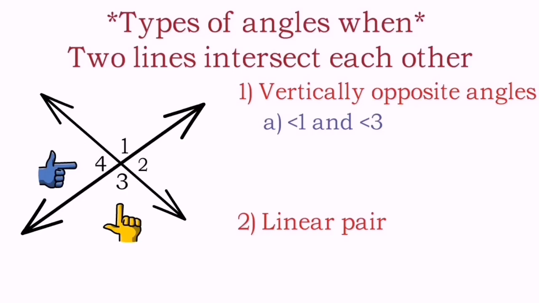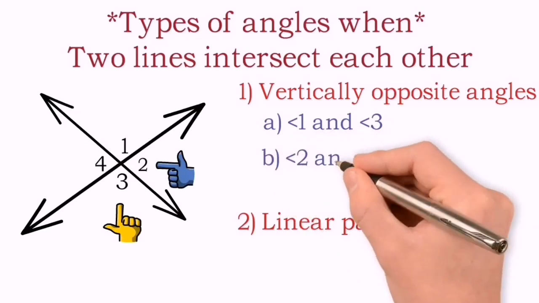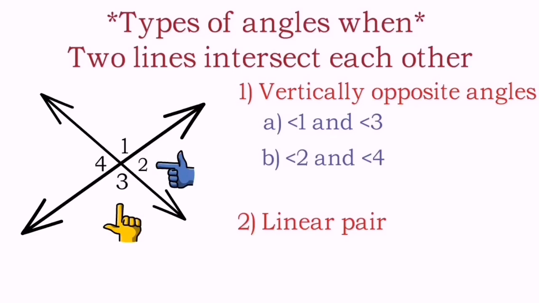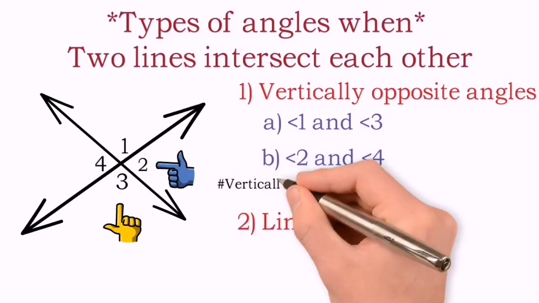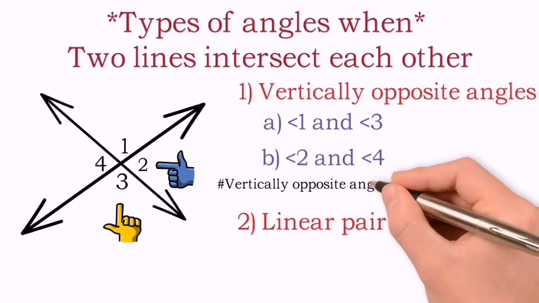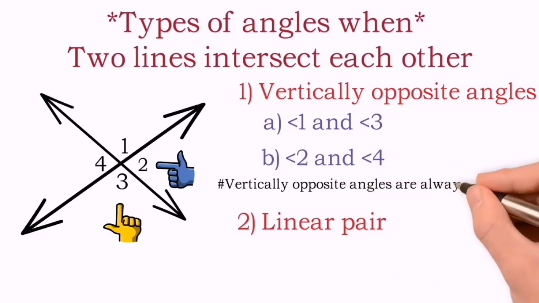And the same goes with angle number 4 and angle number 2, right? So angle number 4 and 2 also have only one vertex as a common part. That is why they are also vertically opposite angles. Now let's try to find out. Okay, hashtag for you guys. Vertically opposite angles are always congruent to each other, means their measures are the same.